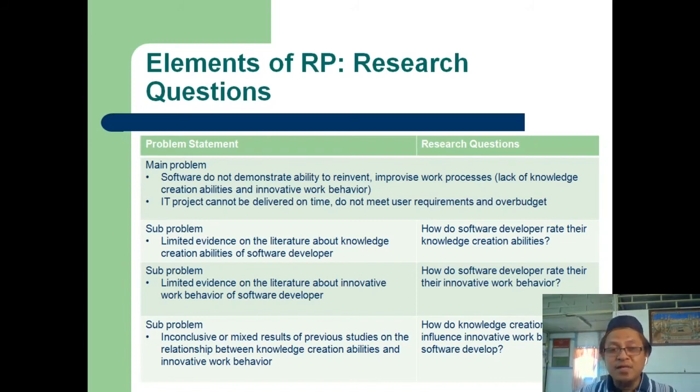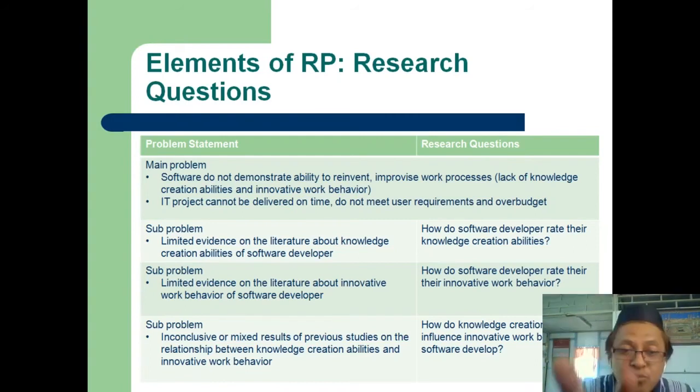And whenever they are assigned to develop IT systems, the project cannot be delivered on time, it cannot be completed on time, or some of the user requirements are not fulfilled in the IT project, and you need to spend more. That means over budget. So this is the problem faced by certain organizations. And then when you look in the literature, you cannot find ample evidence about knowledge creation abilities as well as innovative work behavior of software developers.